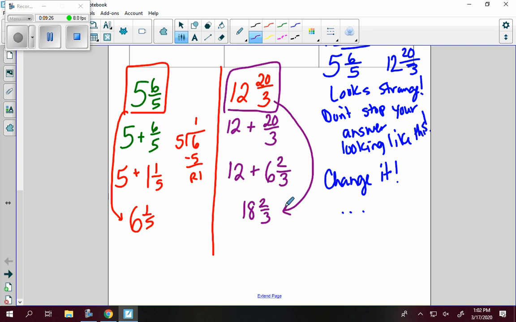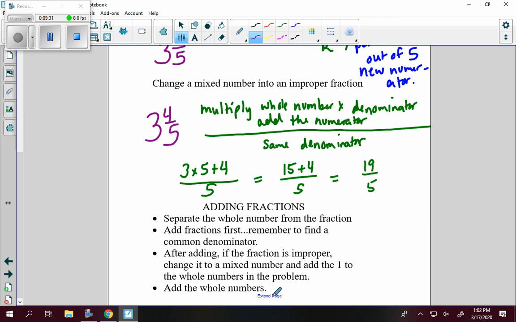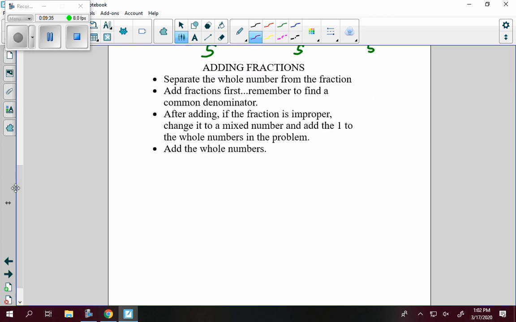Cool? Okay. So let's move on to, we needed to know all that so that we can add fractions. When we add fractions, we are going to follow these rules. First, we're going to separate the whole number from the fraction. We're going to add the fractions first. Remember, we're finding a common denominator when we add fractions. And after adding, if the fraction is improper, we're going to change it to a mixed number and add the 1 to the whole number in the problem. And then at the end, we're going to add whole numbers together.